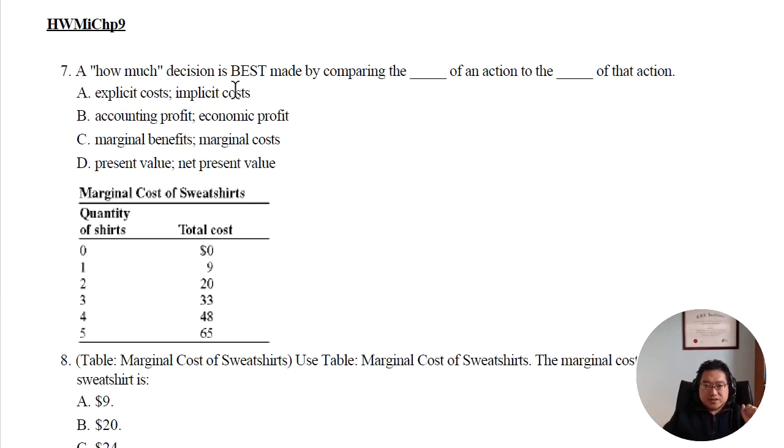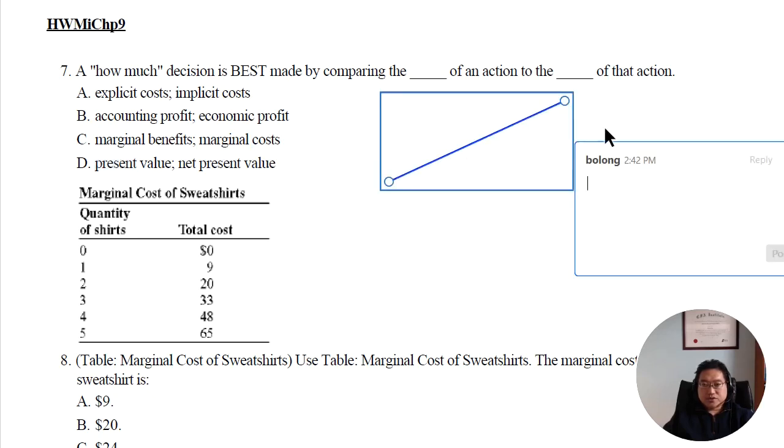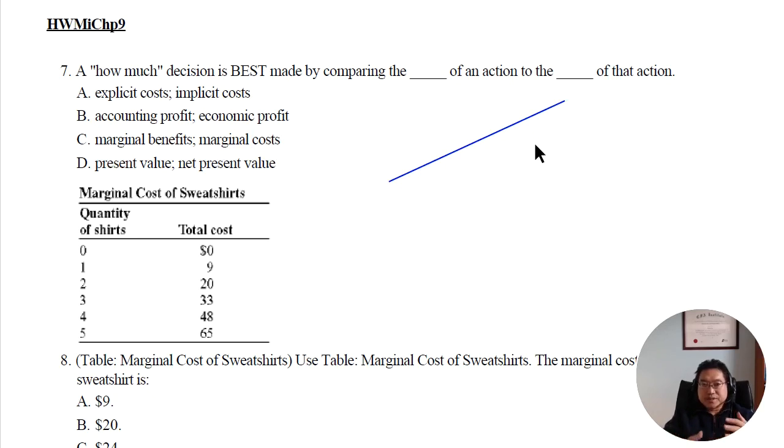A how much decision is best made by comparing the what of an action to the what of an action. From our previous analysis, we know it's the marginal cost to marginal benefit. Okay, so to view it very simply, this can be the marginal cost of doing something. Usually as you do more of one thing, the marginal cost becomes higher. Just think about doing exercises. This hour can be fine, next hour can be a little bit extended, the third hour you cannot do it. Higher and higher marginal cost.